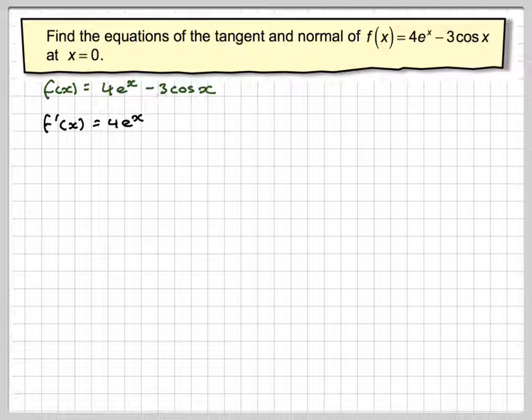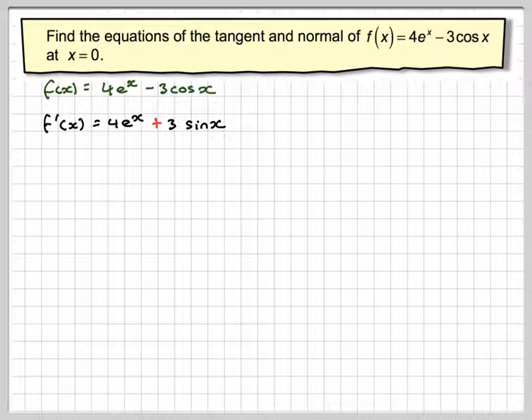If you think about it, if you differentiate sine, you get cos. If you differentiate cos, you get minus sine. If you differentiate minus sine, you get minus cos. And then when you differentiate minus cos, you get back to sine. So this is going to be plus 3 sine x.